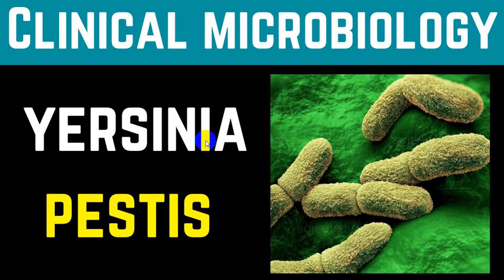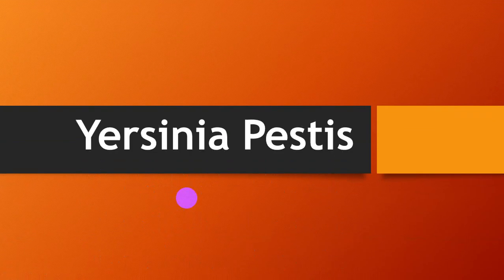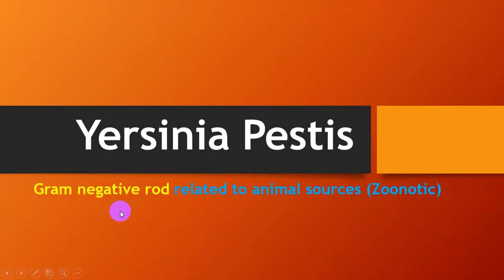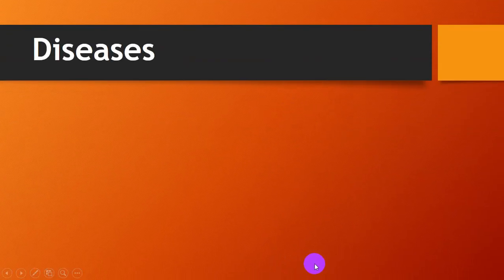Hi guys, in this video we will discuss Yersinia pestis. It is a very important bacteria. Basically, Yersinia pestis is a gram-negative rod related to animal sources. We have started the family Enterobacteriaceae, and this is a bacteria of that family, related to animal sources, meaning a zoonotic bacteria. And let's start with the diseases.